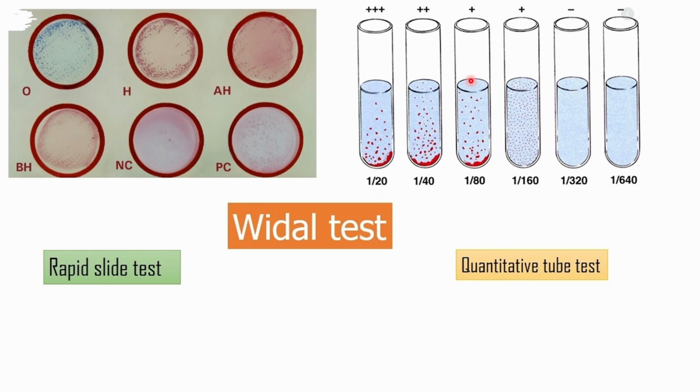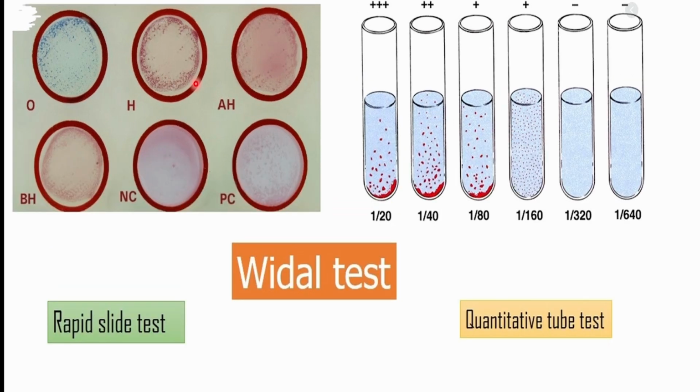The second step is the serial dilution one, in which we try to figure out how much antigen or antibody is present in the patient. That tells us how much he is suffering. In the first step we just try to understand whether the patient has antibodies against the Salmonella, or whether the patient has enteric fever or not. That is a rapid slide test.